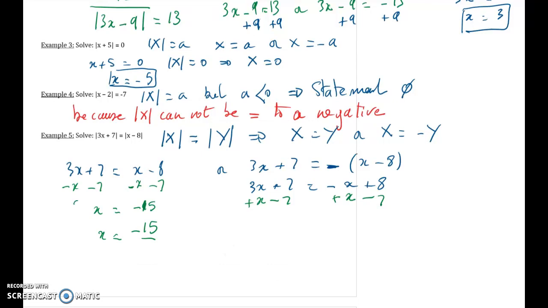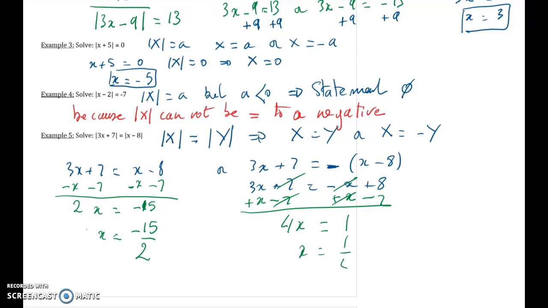3x minus x equals 2, and the 2x you divide by 2 on both sides. On the other hand, this one I need to add x because I want to get rid of -x by adding x. Okay, and I end up with 4x equals 1. So x equals 1 over 4. We have a solution: 1 over 4 and -15 divided by 2.